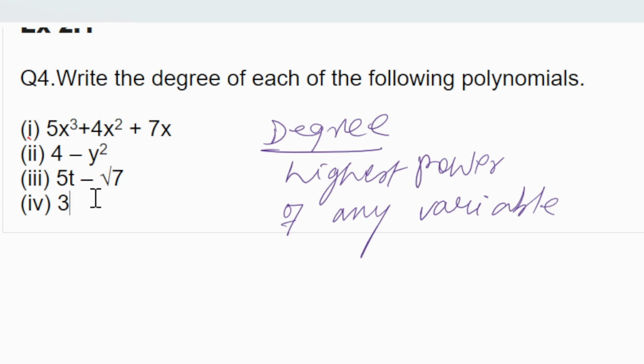Like coefficient. In the previous case, we saw the coefficient of x square. Since x square is not present, the coefficient of x square was 0 in the previous question. Example question number 2, question number 4. Okay, so let's do one by one.